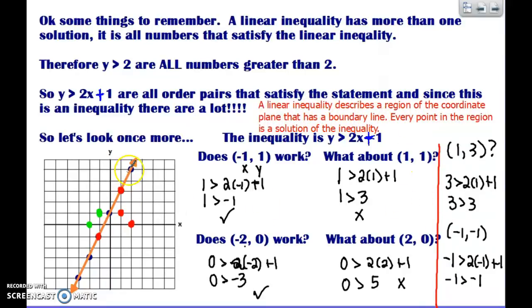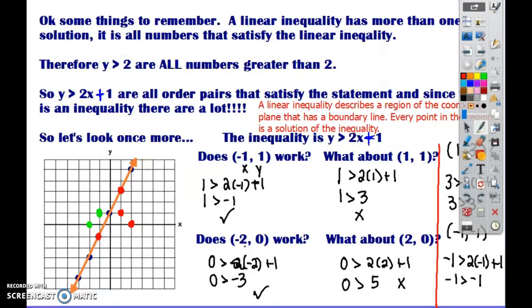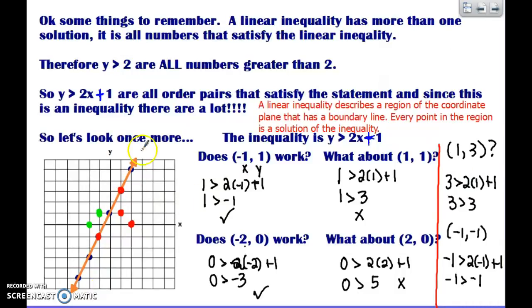So we're noticing that there is a boundary line. This line is the boundary line. What is happening is that the points above the line are working, and the reason they work is because y is greater than 2x plus 1. This 2x plus 1 is represented by this line. So y is greater than 2x plus 1, and every point over here is working.